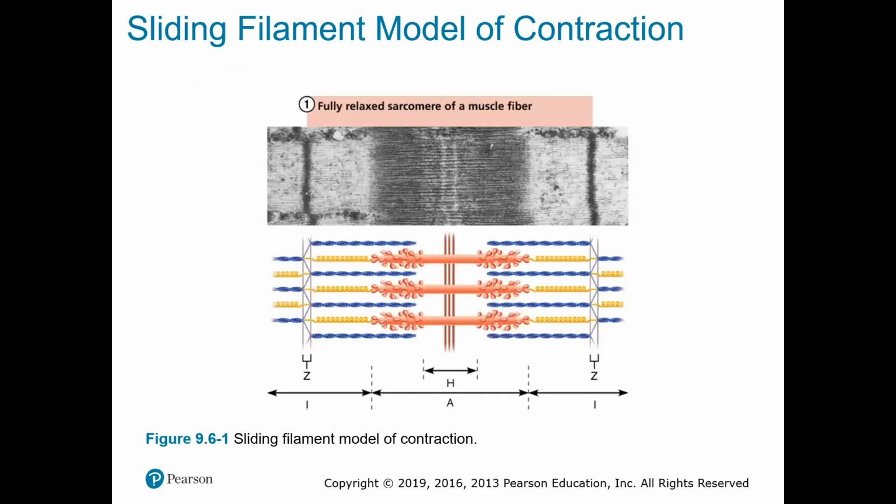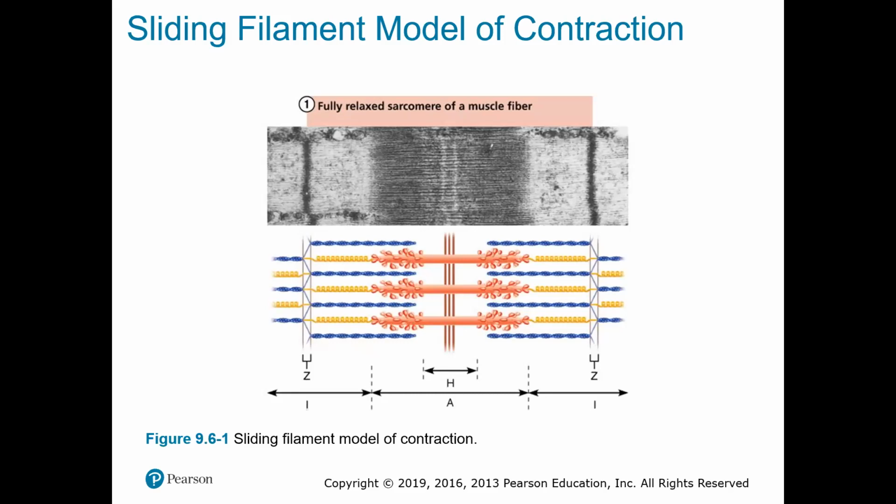Here's a sarcomere. It's a totally relaxed sarcomere. You can see the Z lines over here on either end. There's dark bands running straight up and down. It even says Z underneath it on the illustration. The light band on either side of the Z line are the actins. That's the I band. The A band is the dark band, which is mostly myosin. Now here we have it fully relaxed.